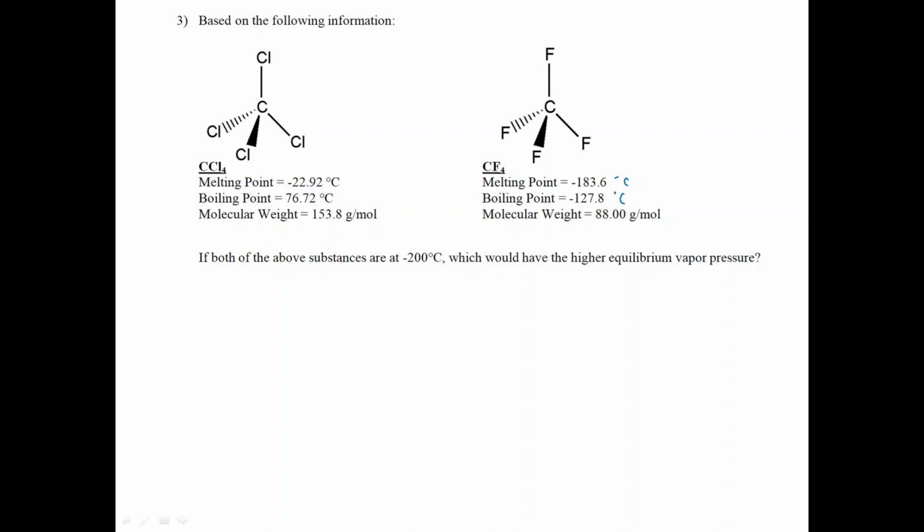If both substances are at negative 200 degrees Celsius, which would have the higher equilibrium vapor pressure? So again, take a minute, see if you can figure that one out. Pause the video if you need to. All right, so let's go ahead and talk about this. So we need to find the highest vapor pressure. All right. So if we want to find the highest vapor pressure, that means we need to find the one with the lowest intermolecular forces.